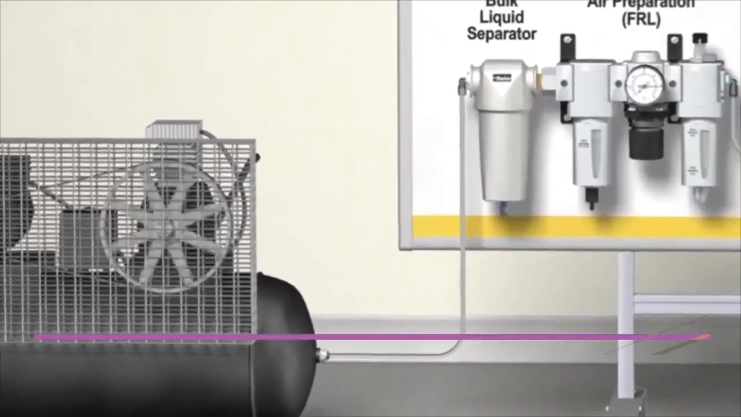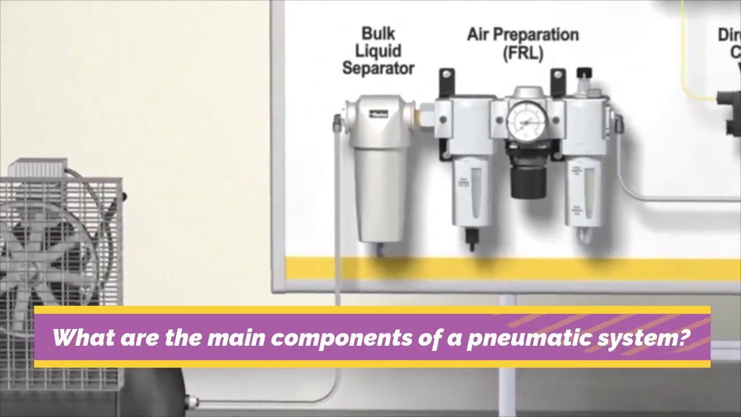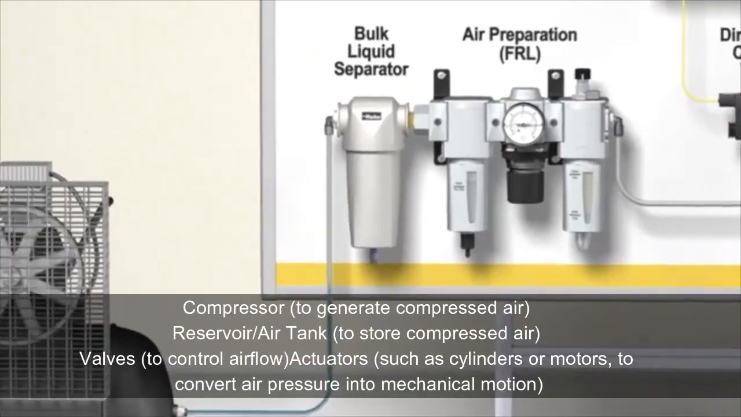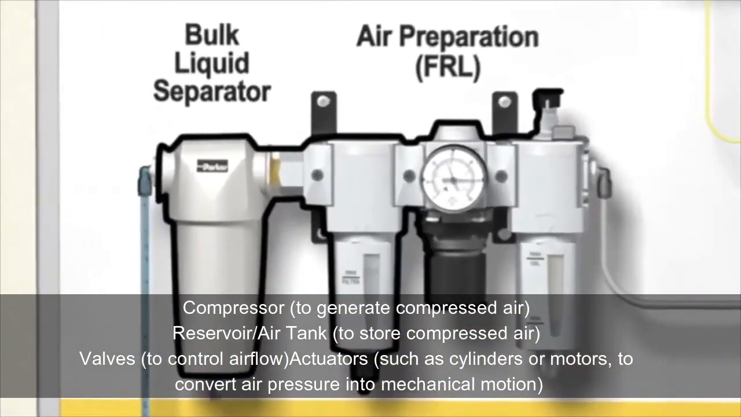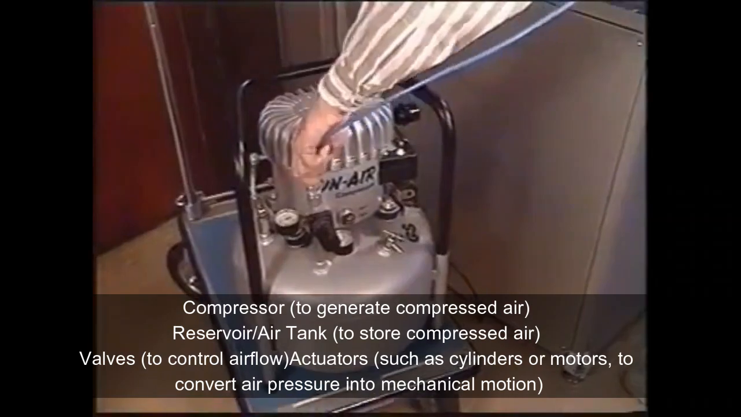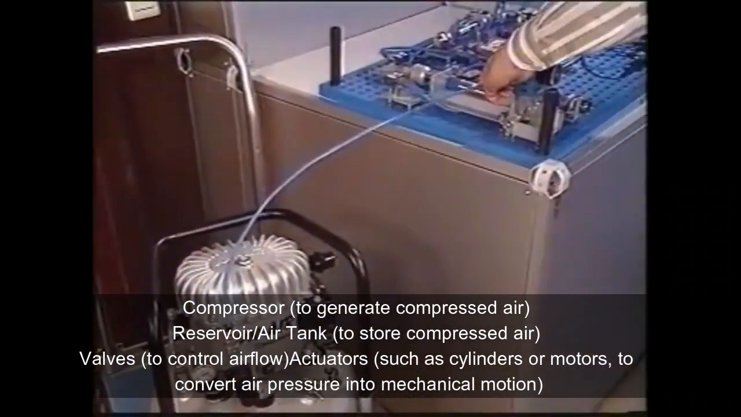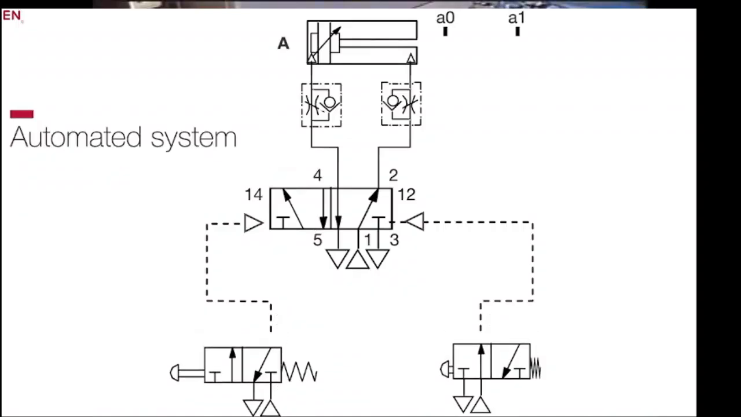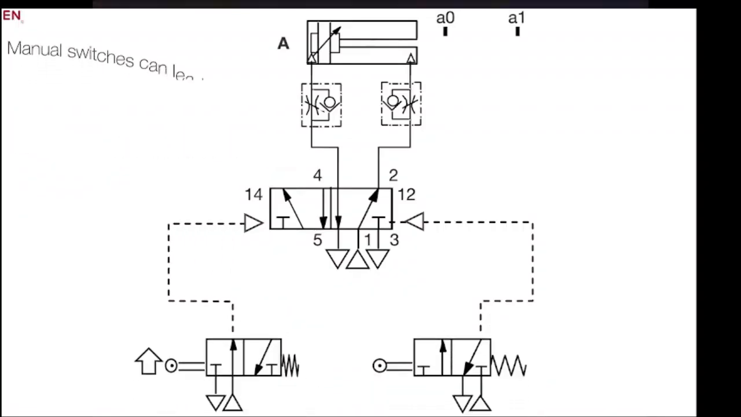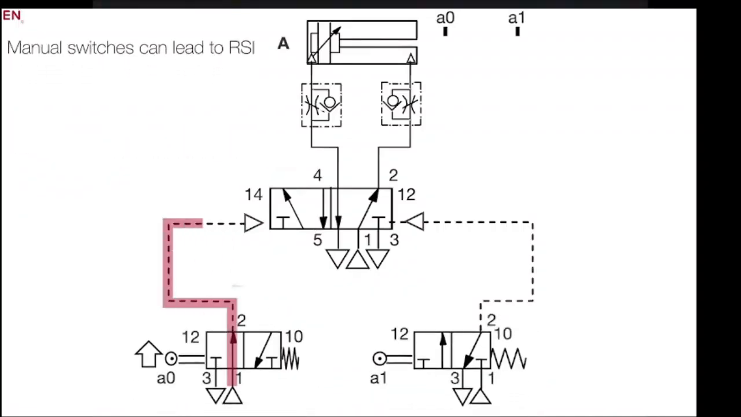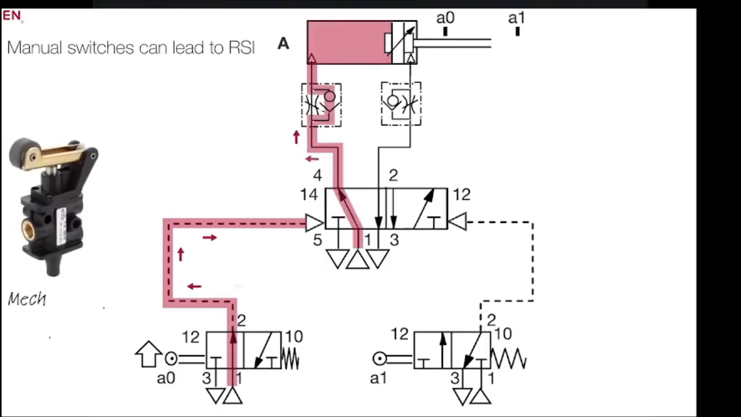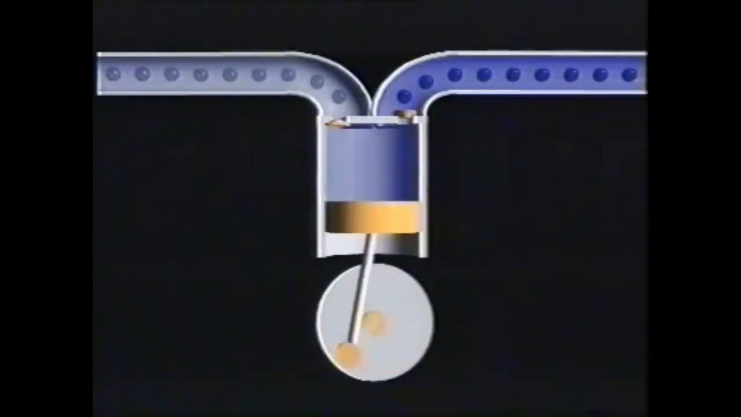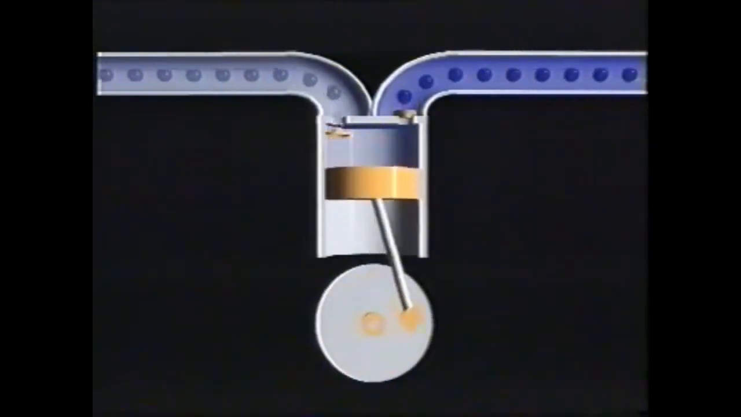Number 2. What are the main components of pneumatic systems? Answer. The key components of pneumatic systems are a compressor to generate compressed air, a reservoir or air tank to store compressed air, valves to control airflow, actuators such as cylinders or motors to convert air pressure into mechanical motion, filters, regulators, and lubricators to ensure clean, controlled air pressure, and pipes and hoses to transport compressed air.